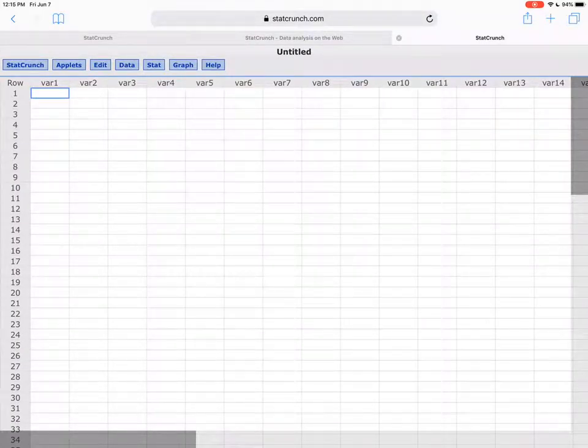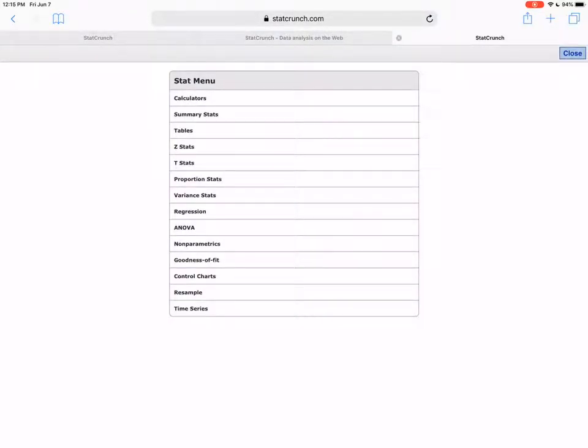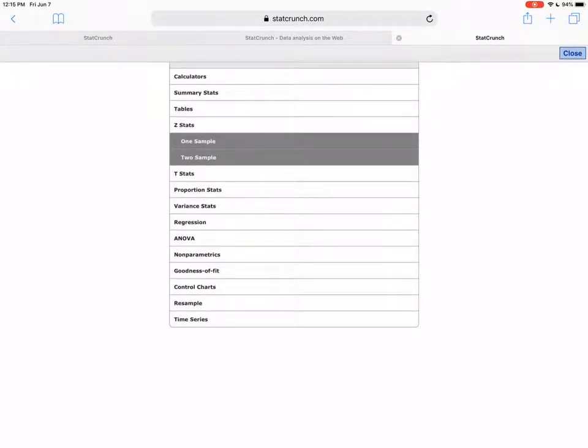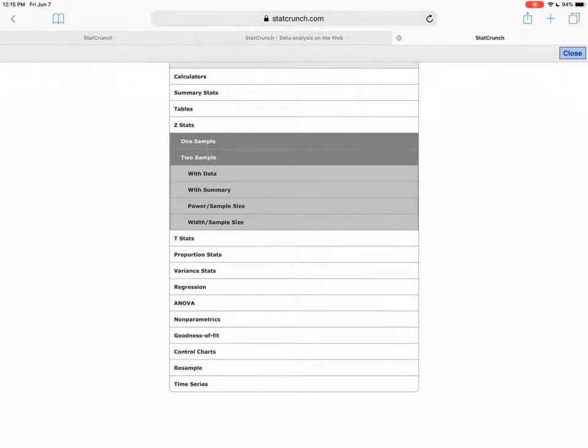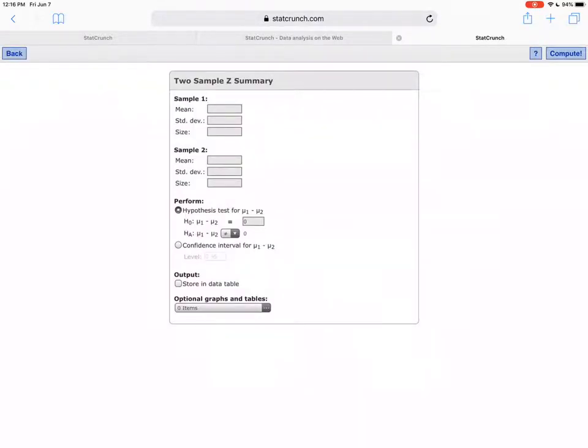Now, what I'm going to do here is go to my stat menu, and hopefully you guys have been using this already because this is where pretty much everything's going to be. I'm going to go to Z stats. We already know why. This is a Z test. But instead of doing one sample, which is what you've done up to this point, you're going to go to two sample because you're comparing. Now, this is where if you actually loaded the data into Statcrunch, you would do it with data. All right, now because we have the summary stats, the mean and standard deviation, we're going to do this with summary. And then I'm just going to type everything in, right?